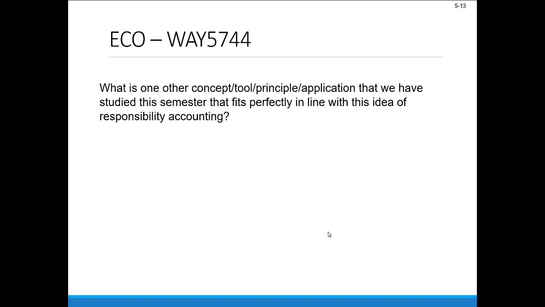Quick sidebar then, what's one other concept or tool or principle that we've studied this semester that fits perfectly in line with this idea of responsibility accounting? Think about that for a second and then pause and come back for a potential solution.